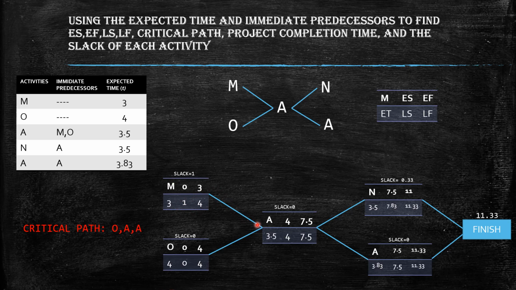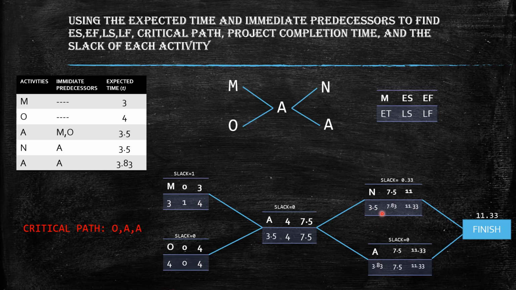So since M and O both are the immediate predecessors of A, we're gonna select the maximum value of their earliest finish. So as you can see here, 4 is the maximum. So we're gonna select the 4 as the earliest start of activity A. So to get the earliest finish, we have to add the expected time, which is the given 3.5 plus 4 results in 7.5. And here we have to get the earliest start of N and A.